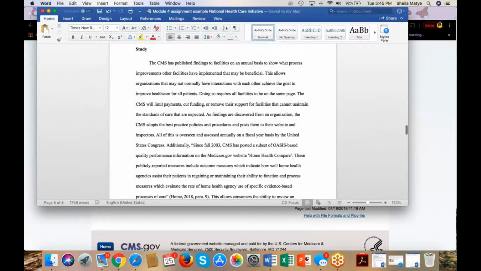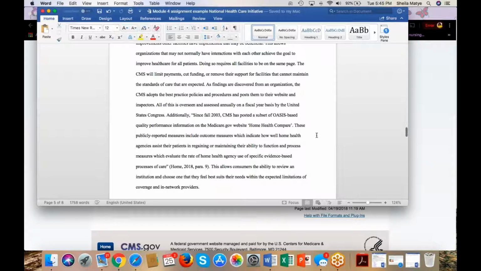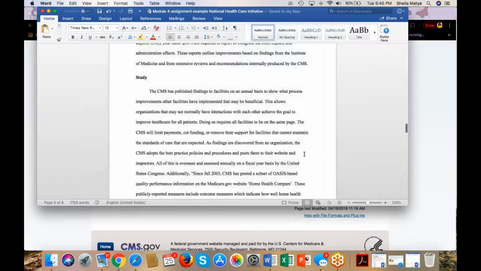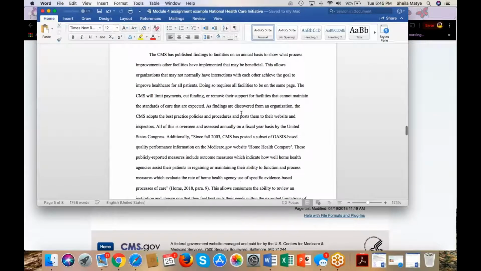Study. So this is where you're going to have some more citing of your references. Here they talk about published findings within the CMS. They talk about this OASIS quality performance information here on the Medicare.gov website. Evidence-based processes of care. This allows consumers. So they've talked about a tremendous amount within their study.